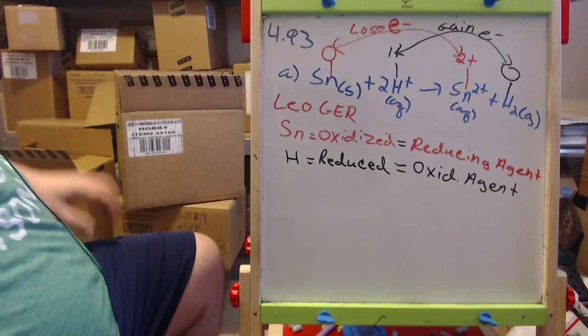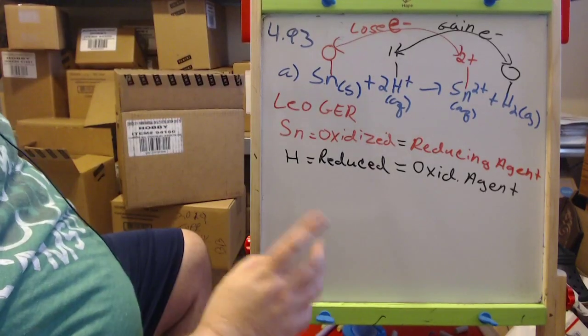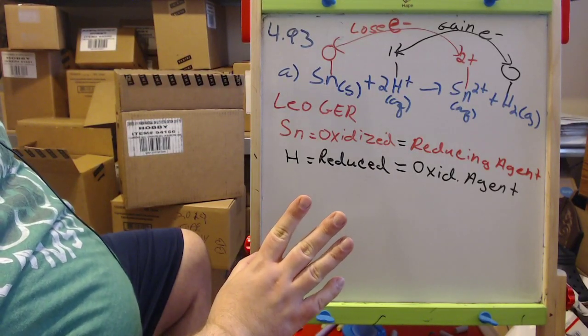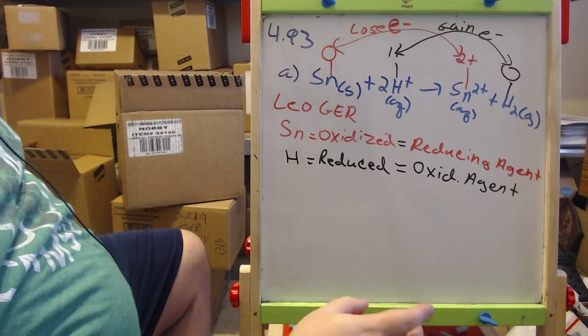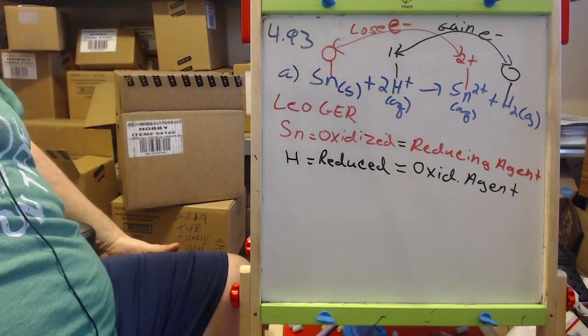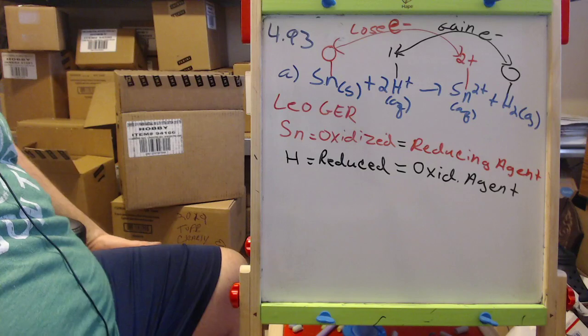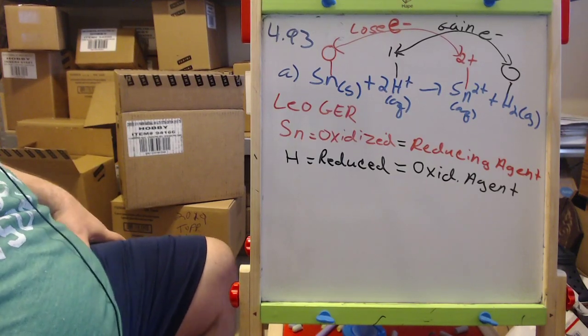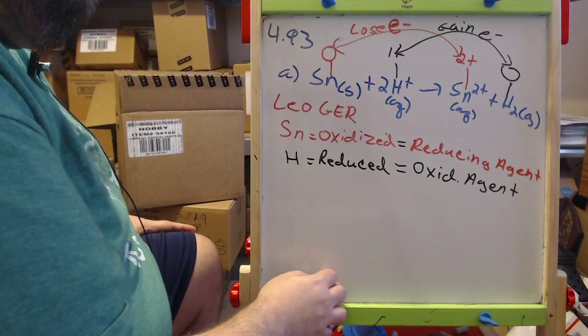Well, here's why it's backwards. And I used to think the same thing. So let's look at this. Why is it that agent? So here's the reasoning. I'll do 4.92 then. I'll do that also. But here's why it's the agent.